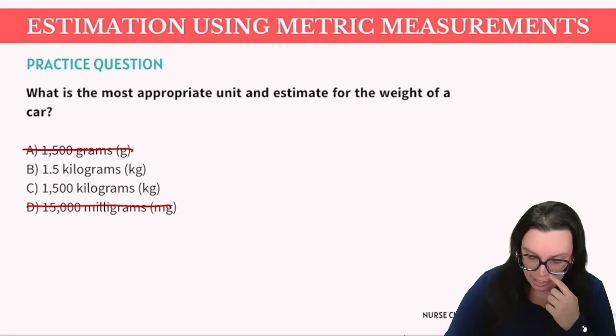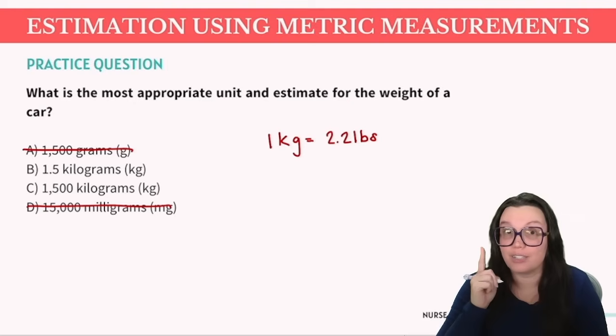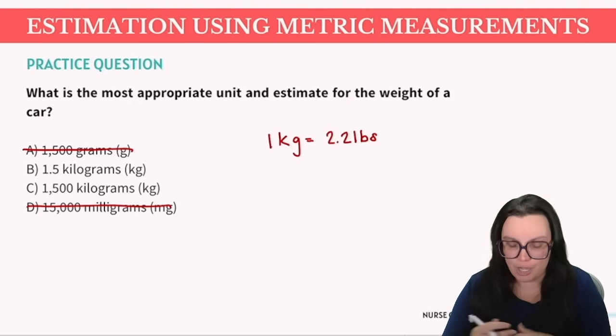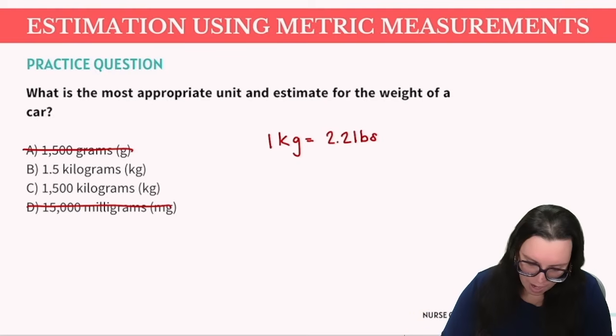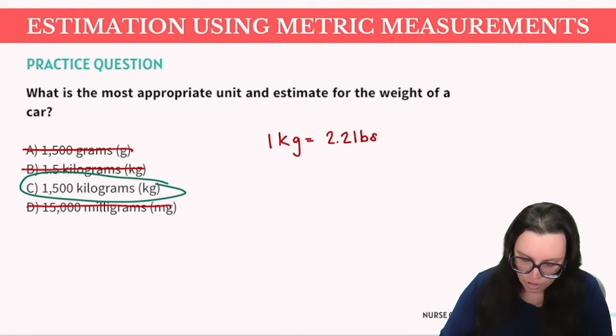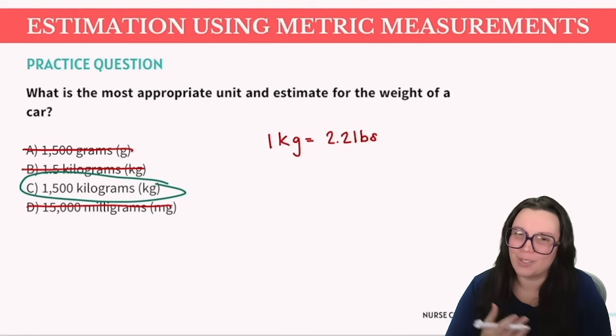So if you didn't already know, 1 kilogram is actually equal to 2.2 pounds. That's actually a conversion that's going to be really important for you to know. So if you think about it, 1.5 kilograms is just a little over 3 pounds. So we can automatically eliminate that. Based on all of the answers that we have available to us, C, 1,500 kilograms is going to be the most correct answer.